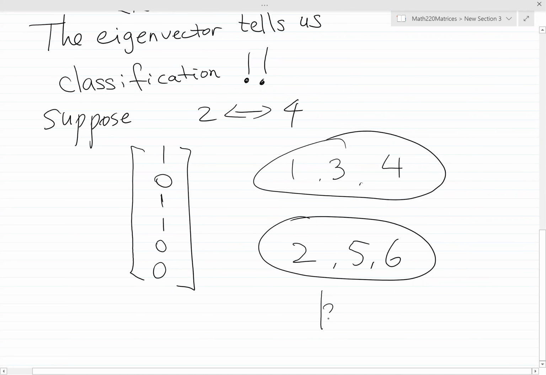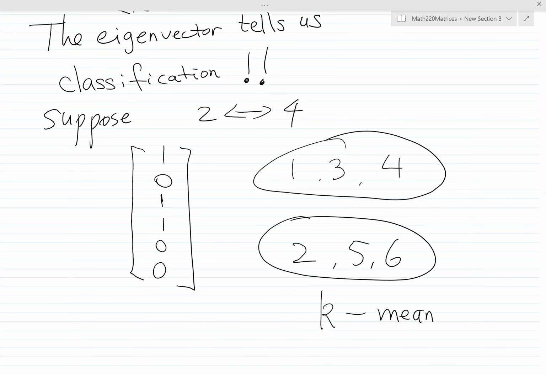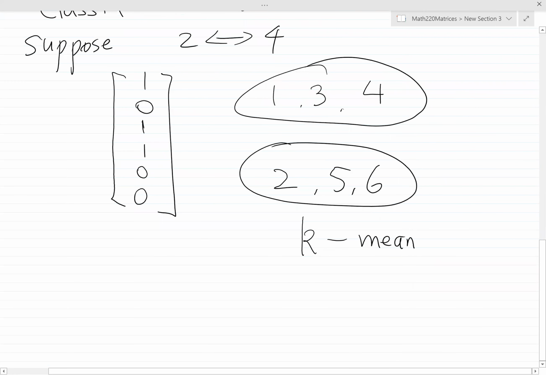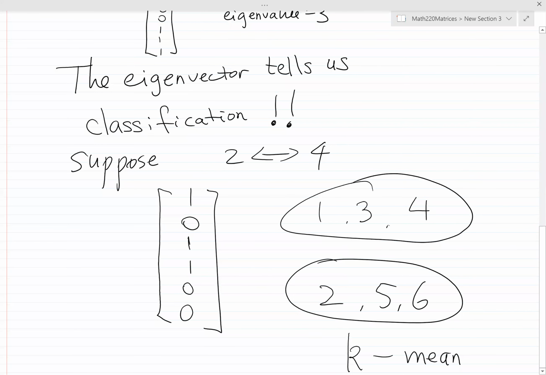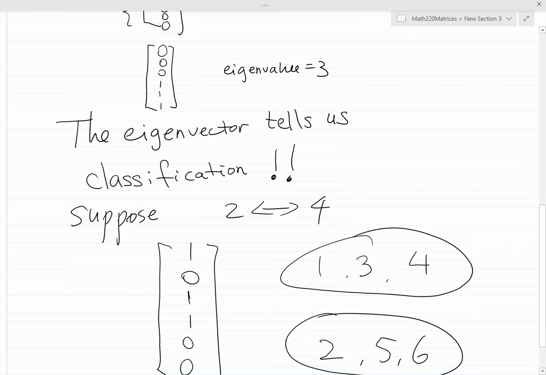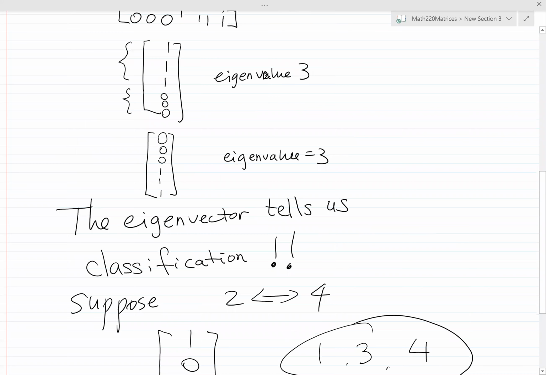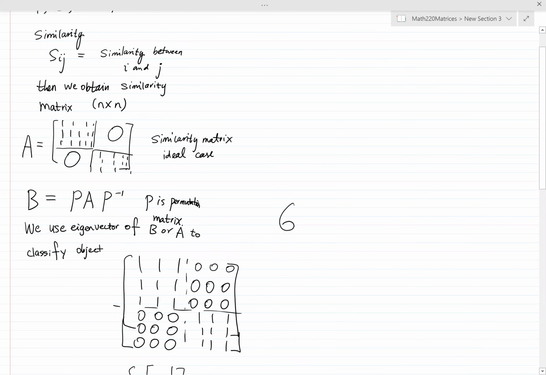There is also an algorithm called k-means, which takes the average. You can easily see certain distributions, and this is very easy to classify. Use the k-means algorithm to do the averaging. So this is the idea of how we do classification of objects. The key is to write down a similarity matrix.